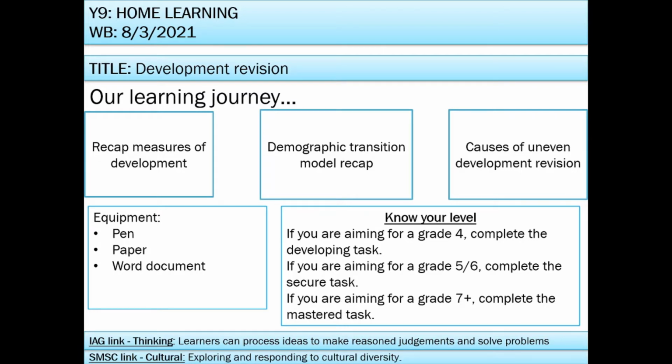Now, in the bottom left hand corner you've got the equipment that you will need for this lesson, and then you've got your know your level at the bottom, which you can read through so you know which task you should be doing in terms of your grade.